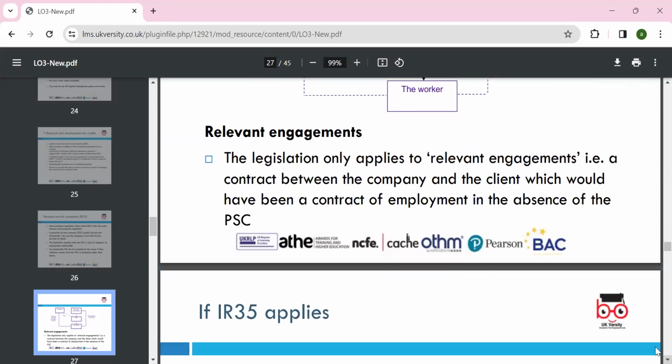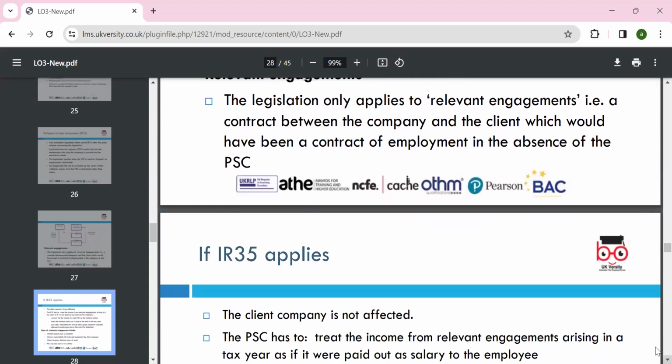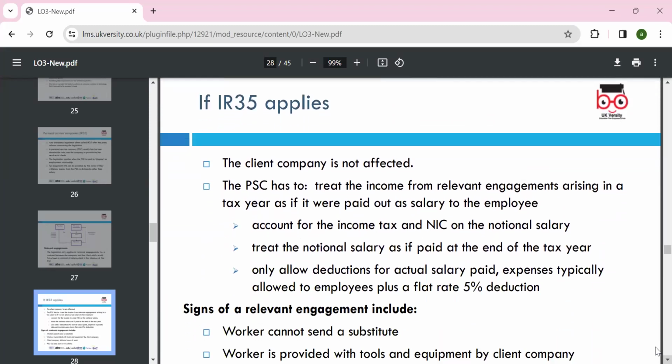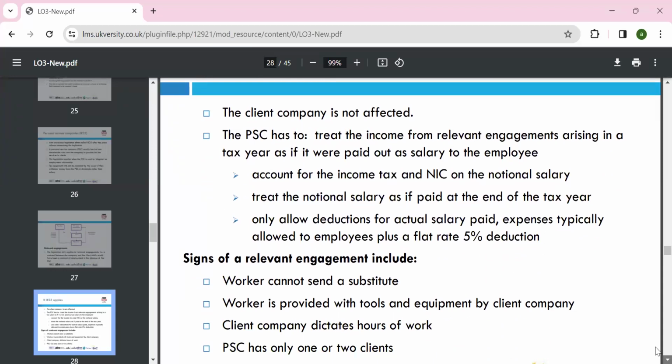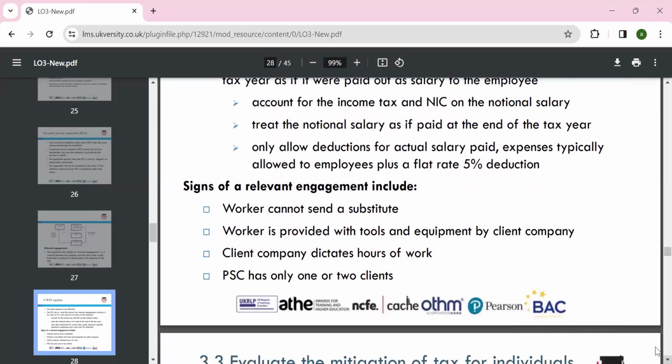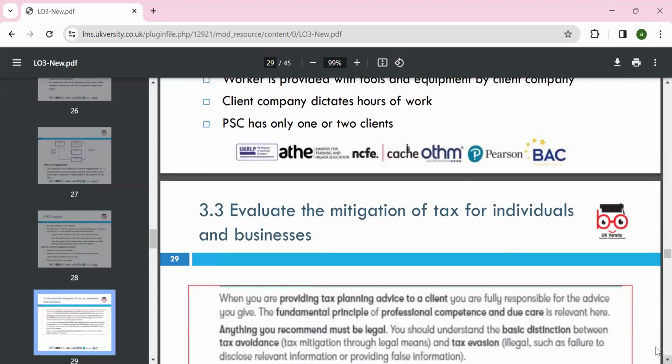The legislation is only applied to the relevant engagement, where the contract between the company and the client would have been a contract of employment in the absence of the PSC. If IR35 applies, the client company is not affected; the PSC has to treat income from the relevant engagement as arising in the tax year and pay out salary to employees, accounting for income tax and NI, which is national insurance. Of course, we can look only at the deduction. Again, we need to look at which year we are talking about, and for assignment purposes we can adjust it accordingly.